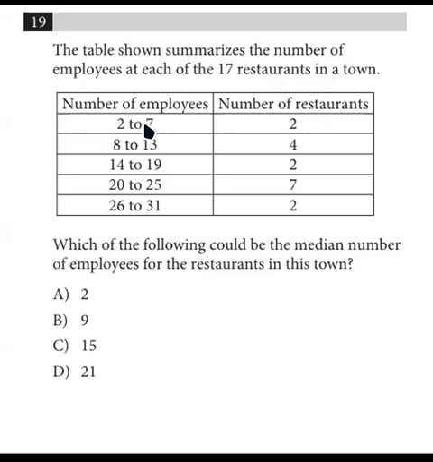So question 19, a table summarizes employees at a set of restaurants, and asks which one could be the median. So in this case, for the median we just have to take bottom values and top values and cross them out. So 2 and 2 get crossed out. 4, this 7 becomes 3, and then this 2 and 3, this becomes 1. So that means that the median value is between 20 and 25, which would mean that the correct answer is D, 21.